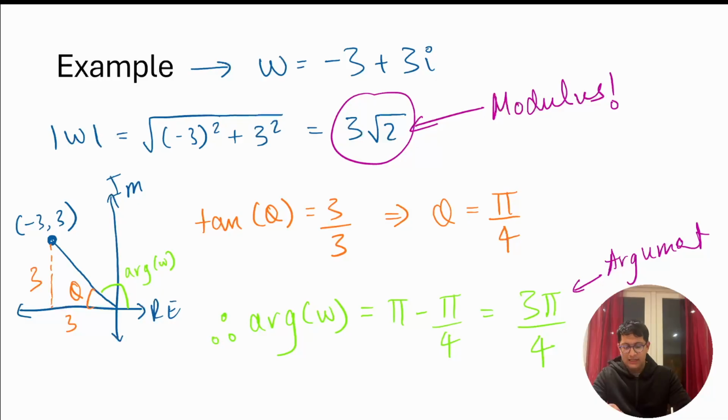Okay, let's go through an example of this. I've already shown you an example, but another example to really get this through. So let's say we have a complex number w, which is minus 3 plus 3i. To find the modulus of it, all you have to do is just Pythagoras. So you do minus 3 squared plus 3 squared, square rooted, which gives you 3 root 2. Modulus done.